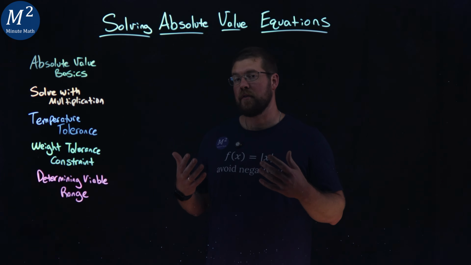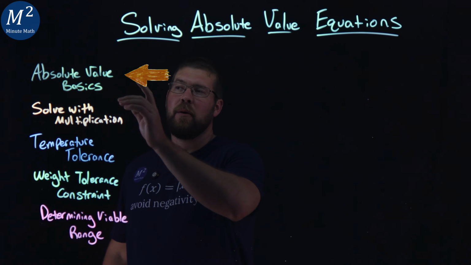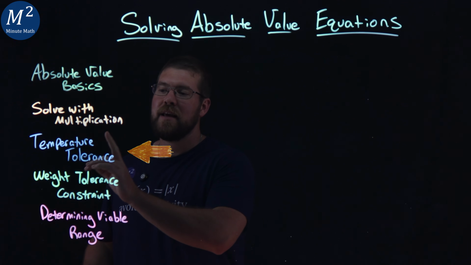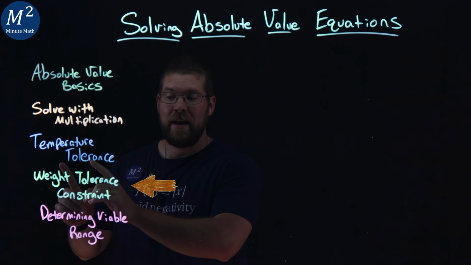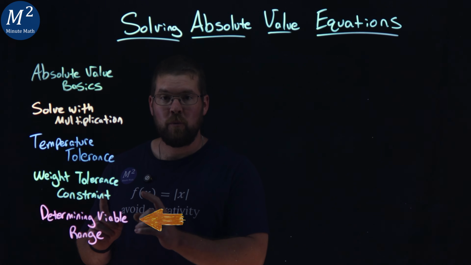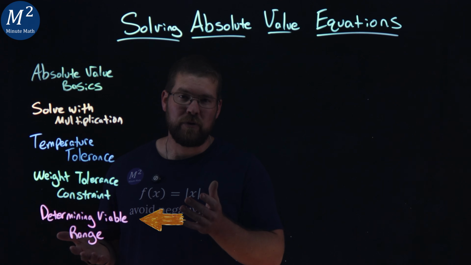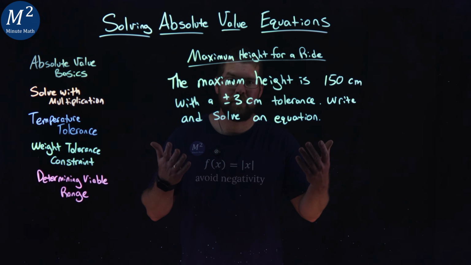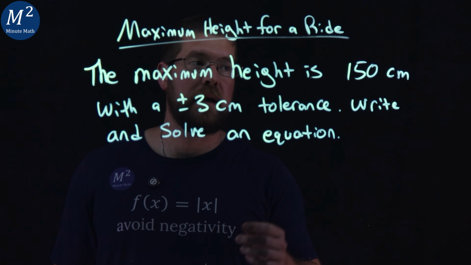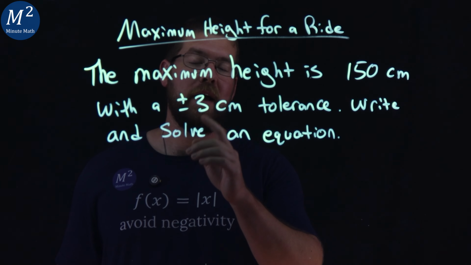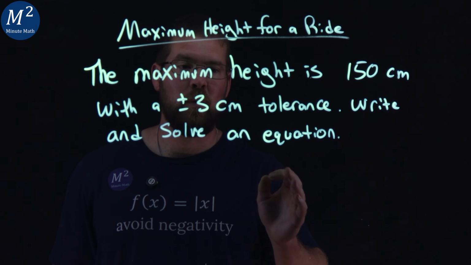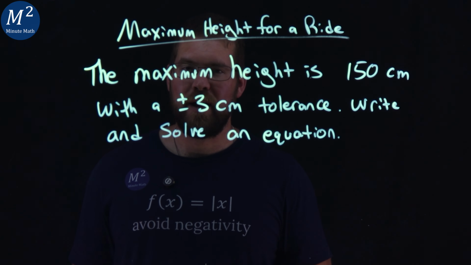Now let's review what we've covered. We first had a problem that was absolute value basics. Then we solved with multiplication. We had a temperature tolerance problem. We then had a weight tolerance constraint problem. And lastly, we were determining viable range for gallons in a car trip. I now leave you with this bonus problem. We're talking about the maximum height for a ride. The maximum height is 150 centimeters with a plus or minus 3 centimeters tolerance. Write and solve an equation that models this scenario.